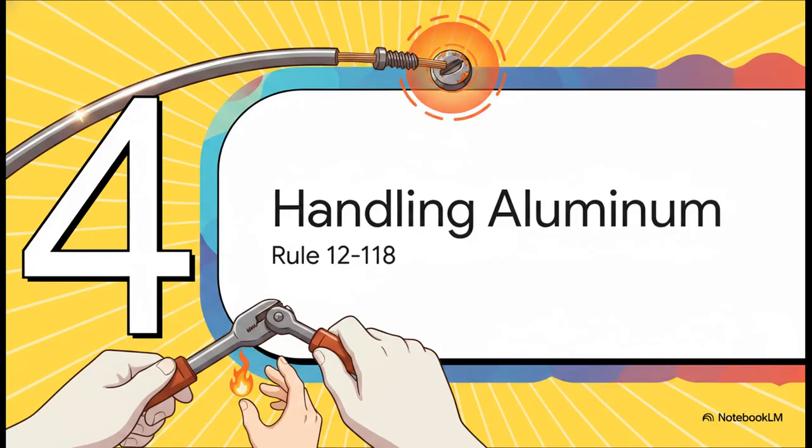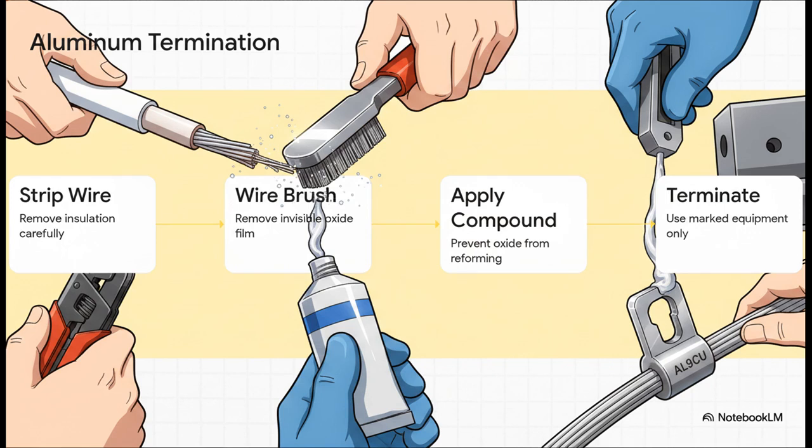Section 4, handling aluminum conductors. Let's tackle the notoriously tricky rules for these guys. Aluminum requires special respect, okay? It expands and contracts totally differently than copper, and it oxidizes instantly, which can quickly lead to fires if you don't follow the code to the absolute letter. You have to follow the specific step-by-step sequence of Rule 12-118. Step 1, strip it carefully.